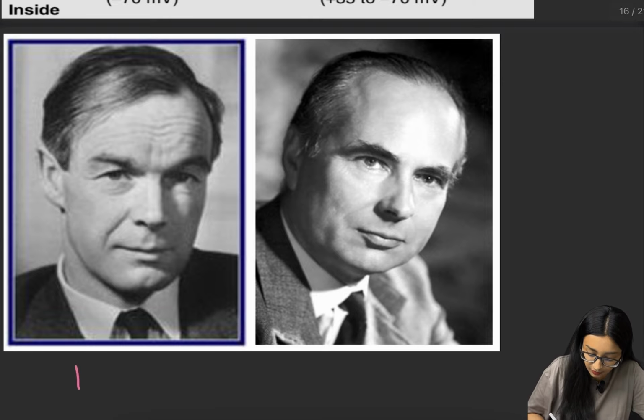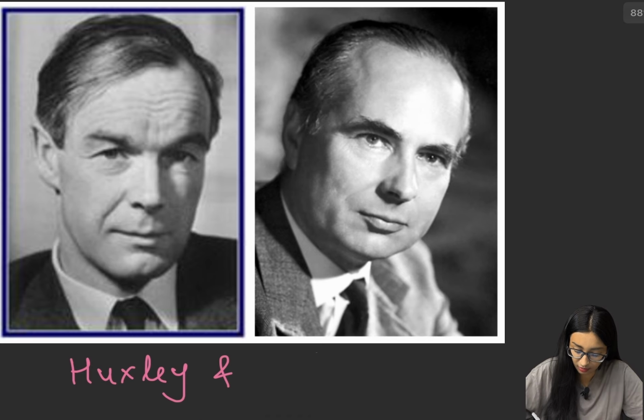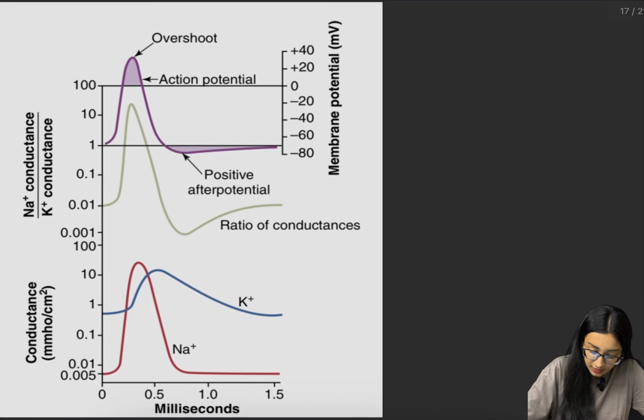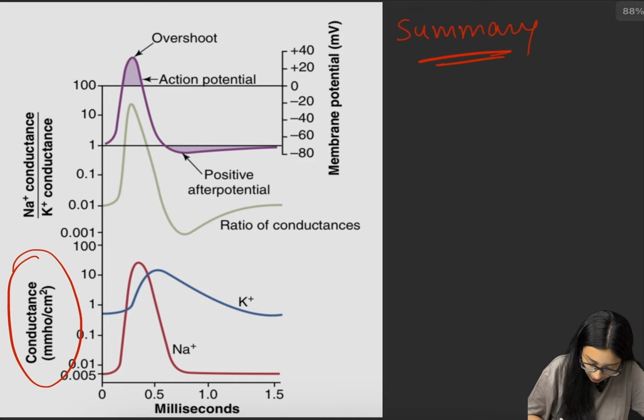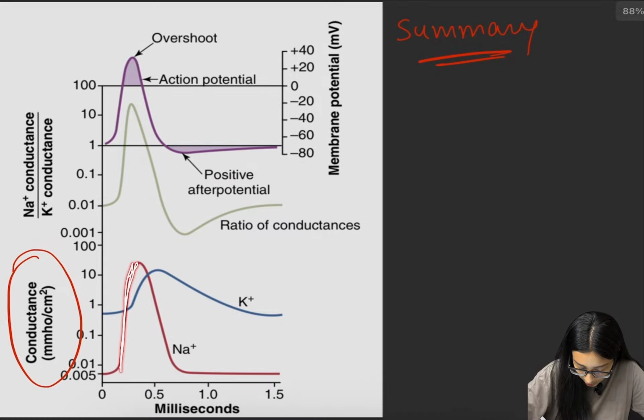This is the picture of Hodgkin and Huxley. Here is a summary in a graph. Over here we are seeing the conductance. Conductance means how easily the electricity can pass. Sodium will come in first, earlier, right? Here the sodium is coming in.